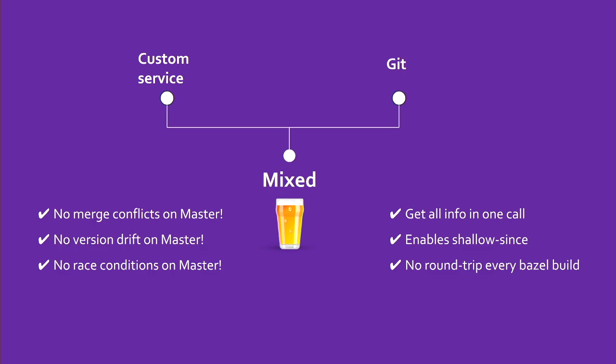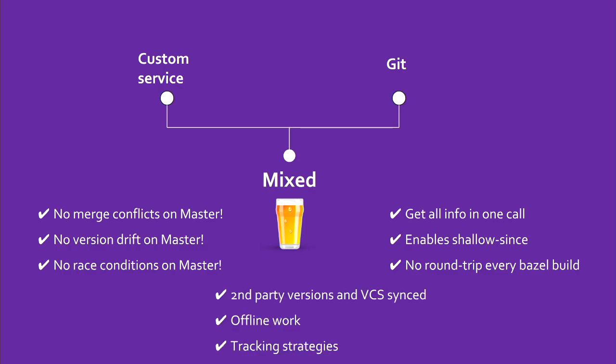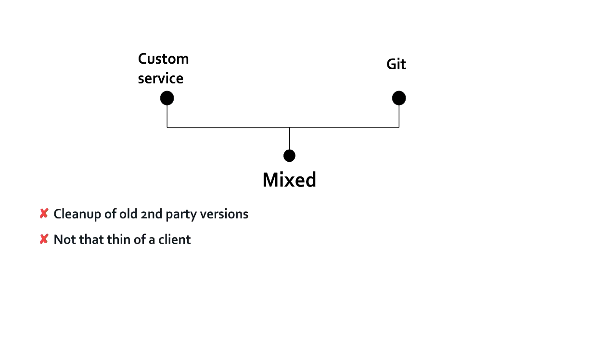It still enables shallow clones, because the thing that promotes all of this is the server. And we still don't need to pay the round trip. Lastly, the second-party versions and VCS are mostly synced, so not for master, but for all other branches. It still allows for offline work, and still supports tracking strategies. What are the cons? So we need to clean up old second-party versions, right? Because we just keep on committing those files. OK, but that's actually a problem also with Git branches. So it just so happens that we have a service that actually prunes out old branches that aren't really needed.